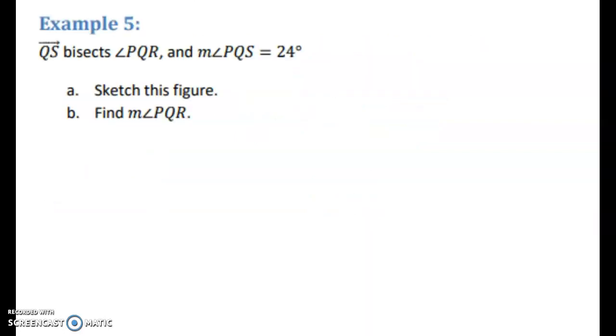Okay, ray QS bisects angle PQR. It says sketch this figure. So I don't know how big PQR is. I'm just going to make an angle. It's not drawn to scale. I have no clue how big it is. And I'm going to label it P. Q is in the middle, so it must be the vertex.